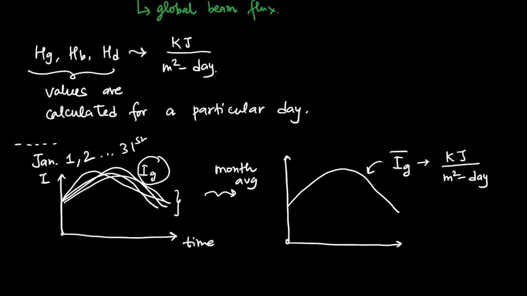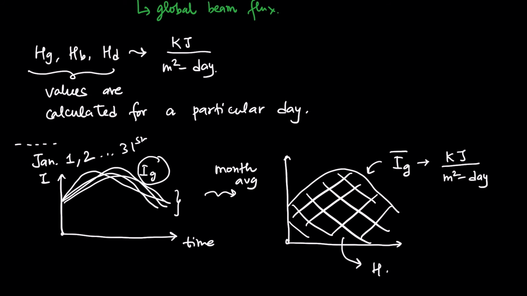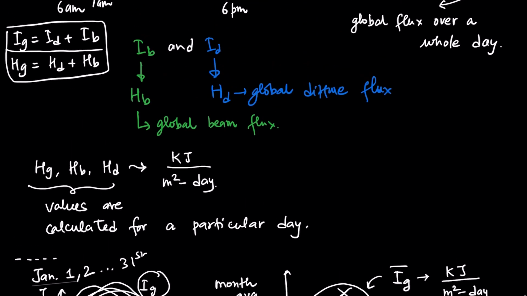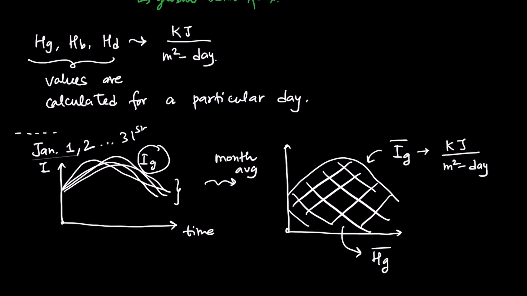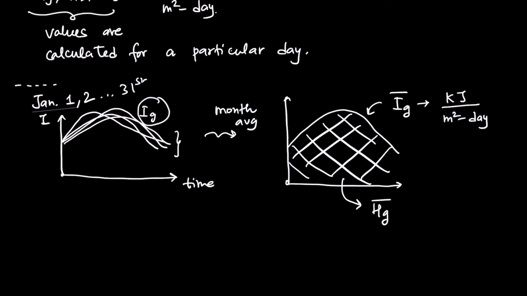Okay, now similarly the area under this graph, what does this area represent? This area represents the monthly average of global flux over a whole day. Okay, similarly I have to write IB bar and ID bar and HB bar and HD bar. Okay, I hope the concept of monthly average is clear.